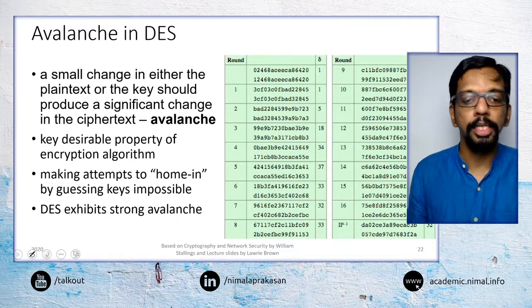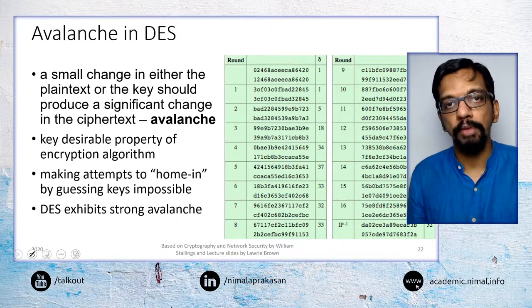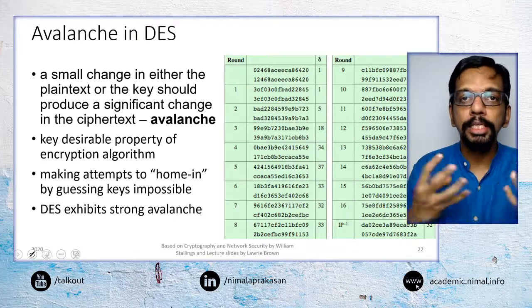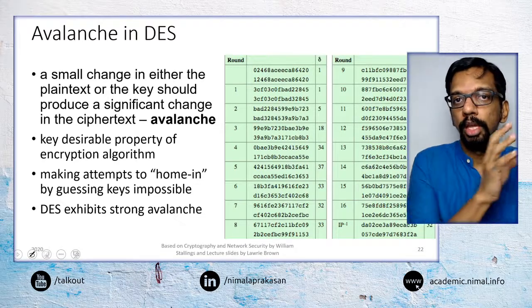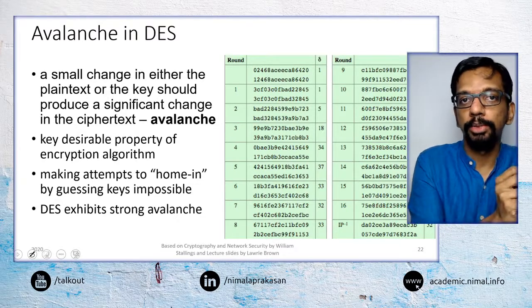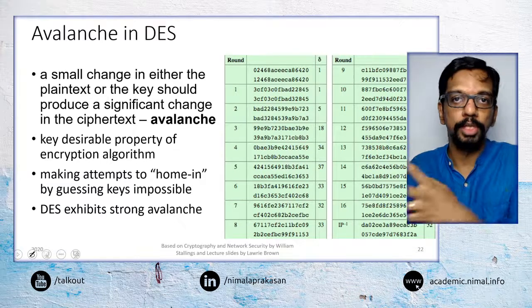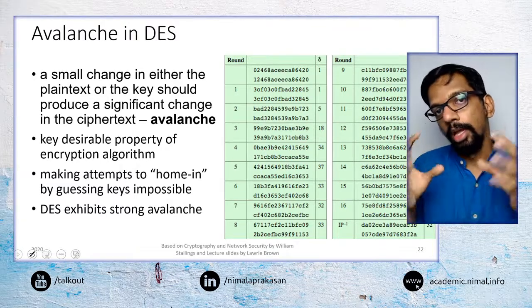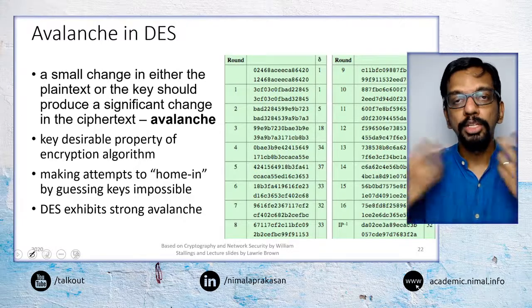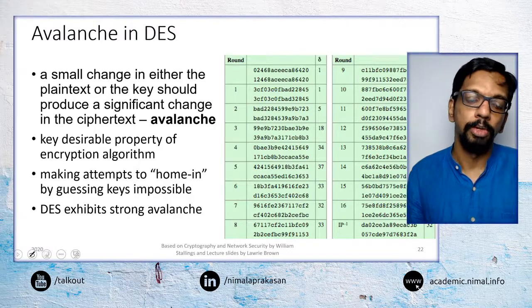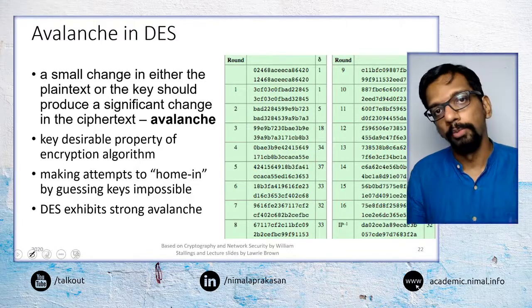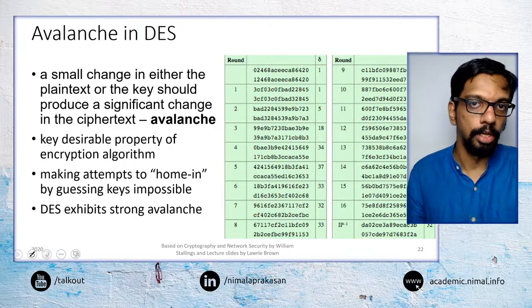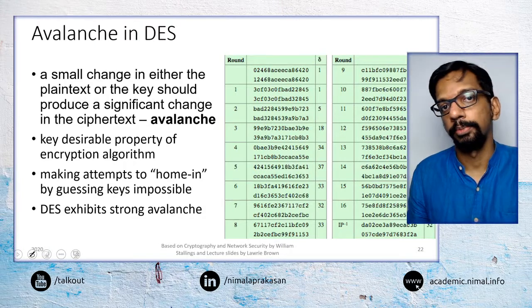The main advantage we have with the avalanche property is that guessing becomes much harder, because you cannot make small changes to the plain text and observe the differences to guess the key, for example, or vice versa. So the avalanche property will ensure that guessing is much more difficult. So DES has that property, which is an advantage.